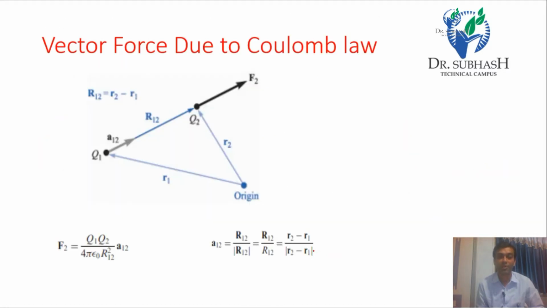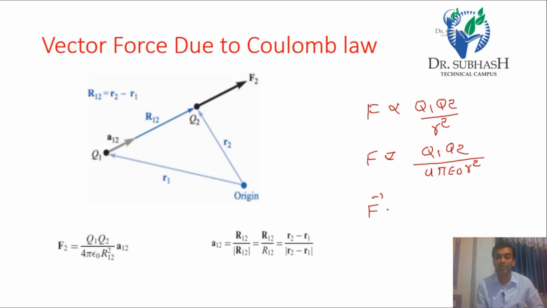Vector form of the force due to Coulomb's law. Now we know that the force is directly proportional to the product of the charges and inversely proportional to the square of the distance between them. In general, it can be written F is equal to Q1 Q2 upon 4 pi epsilon 0 r square. In vector form, it can be rewritten as follows.